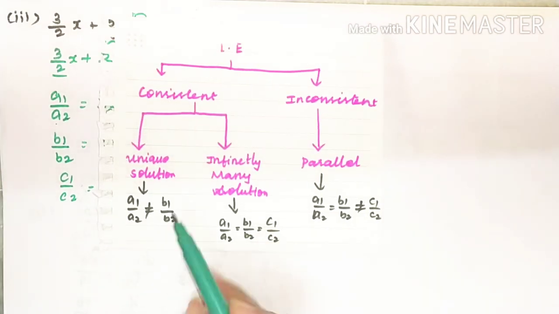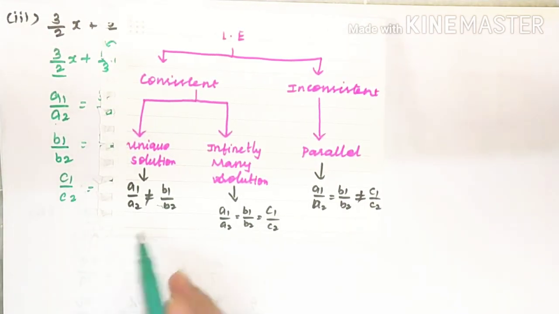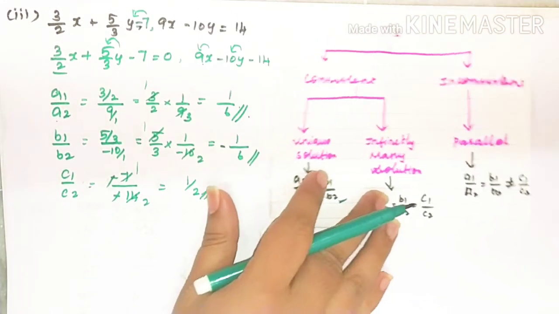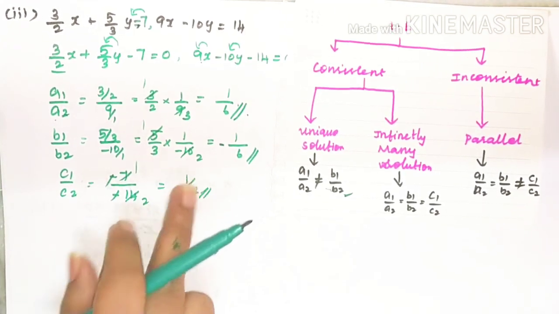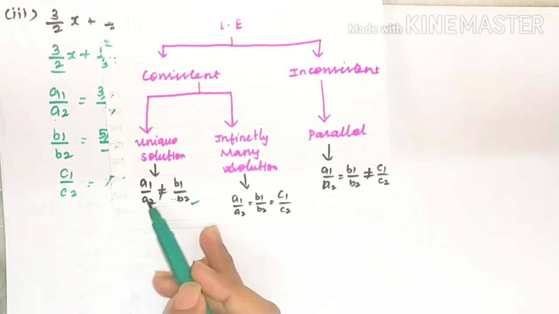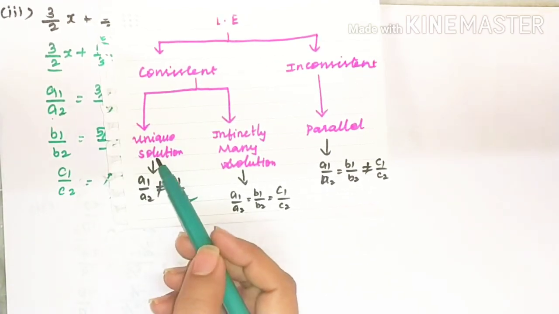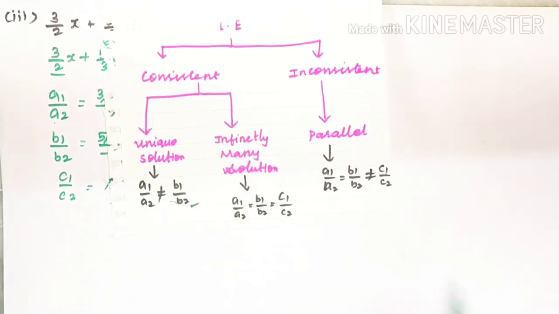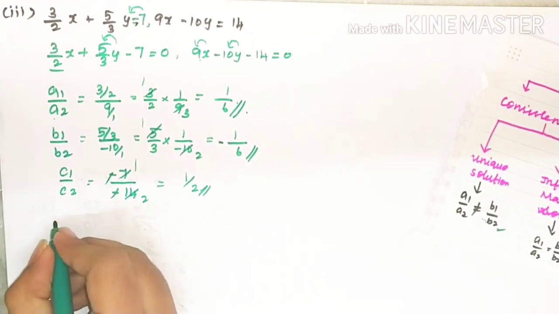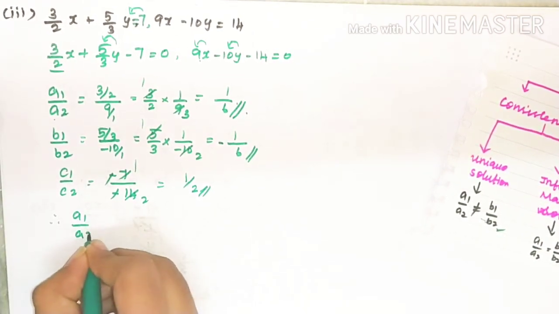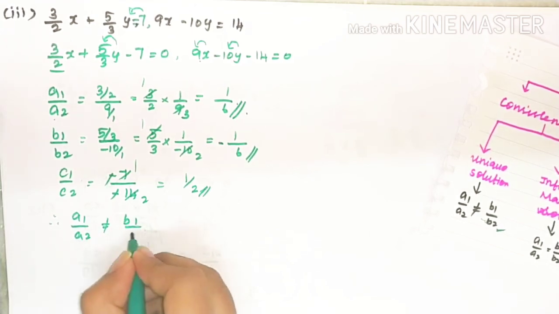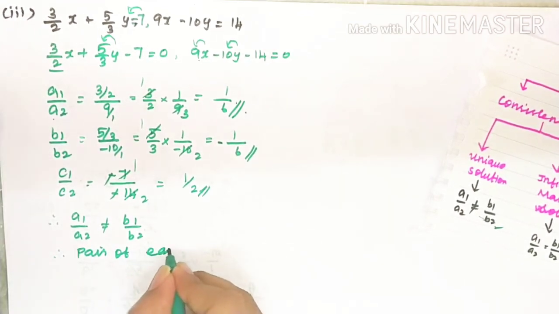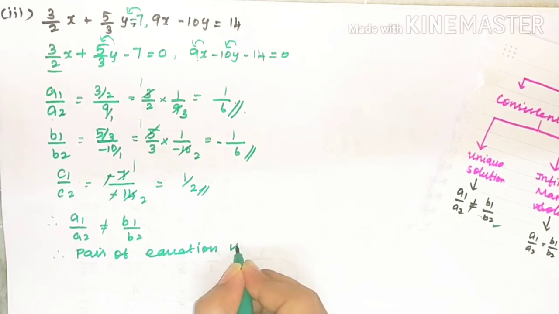We know the conditions. Which condition is suitable for this? First condition. a1 by a2 is not equal to b1 by b2. See here, a1 by a2 is not equal to b1 by b2. So we can use the first condition, a1 by a2 not equal to b1 by b2, and we will say unique solution. Unique solution means we can say consistent. So the given pair of linear equations is consistent. So we can write, therefore a1 by a2 not equal to b1 by b2. Therefore the pair of equations is consistent.